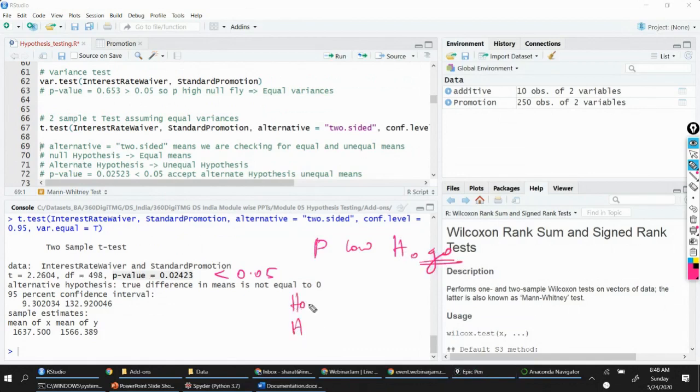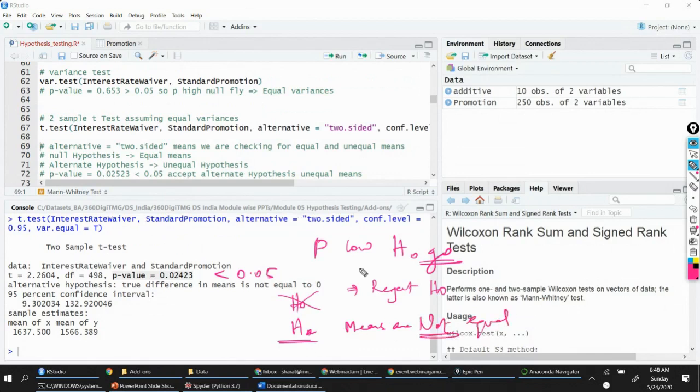So null hypothesis, alternate hypothesis. Null go means we are rejecting this. Go away. So we say reject null hypothesis. What does our alternate hypothesis say in this case? It says that the means are not equal.